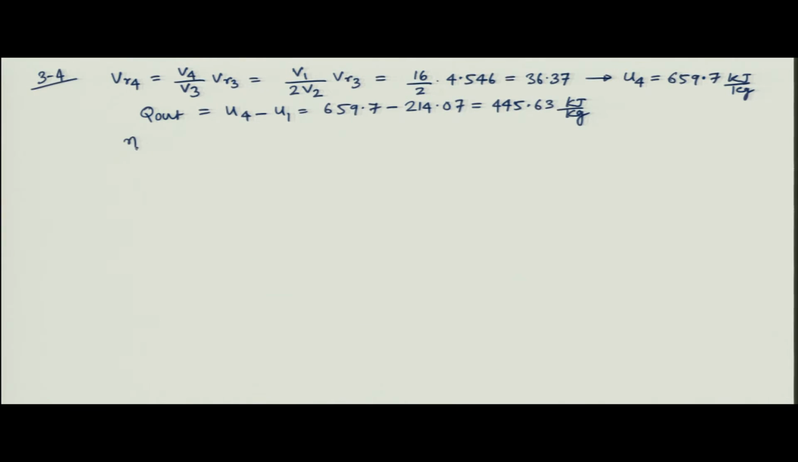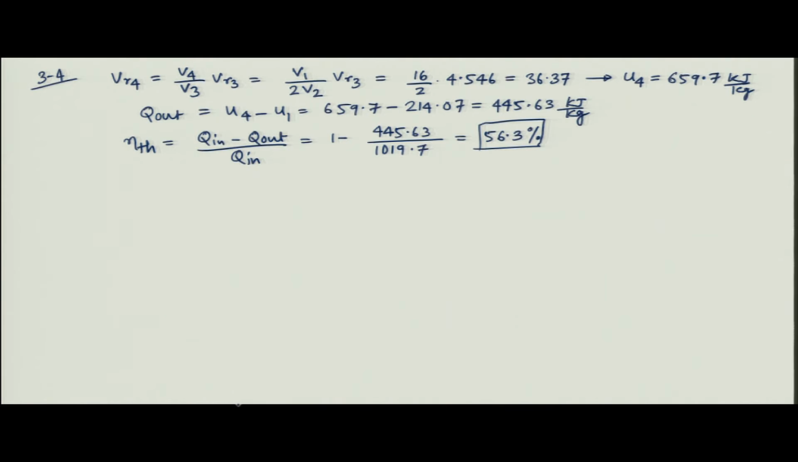Now, with this we can calculate the thermal efficiency of the cycle, which is nothing but the net work output by the heat supplied. So, it will be Q in minus Q out, that is the net work output, by the amount of heat transferred during the heat addition process, which is nothing but 1 minus Q out by Q in. So, 1 minus 445.63, and Q in was 1019.7. So, finally, you will get the efficiency of 56.3%. Okay. This is the second part.